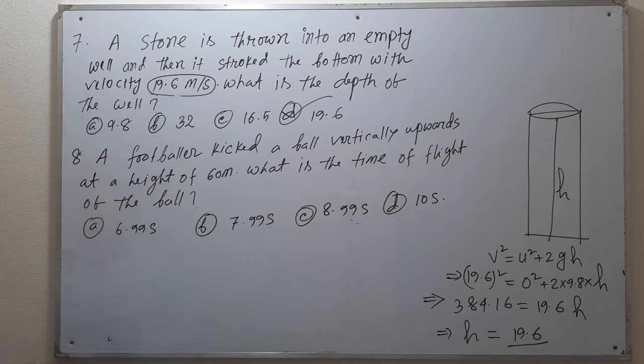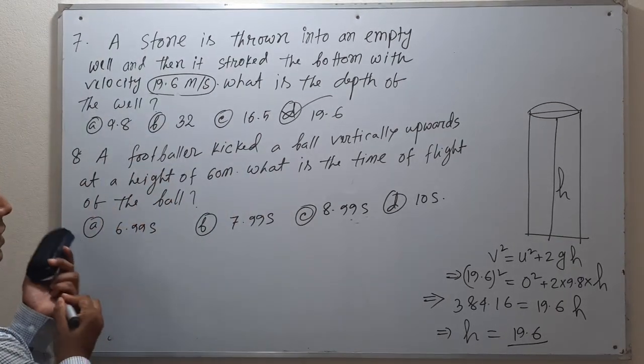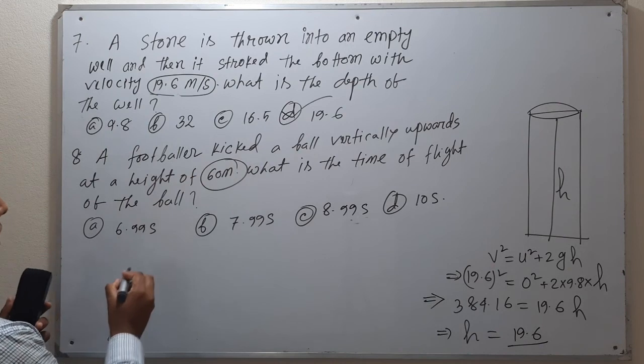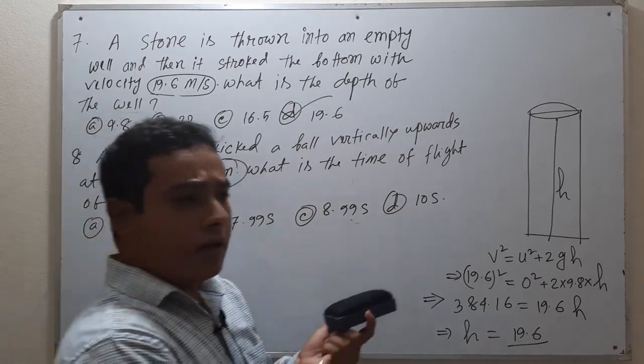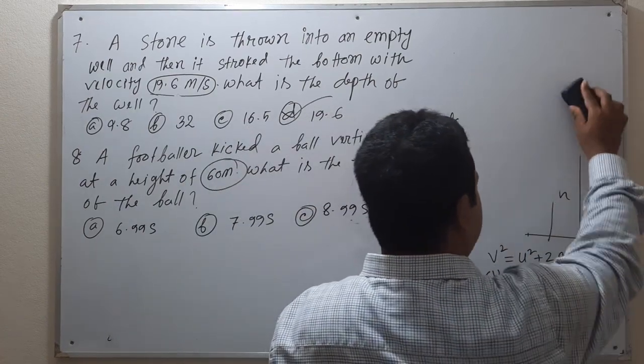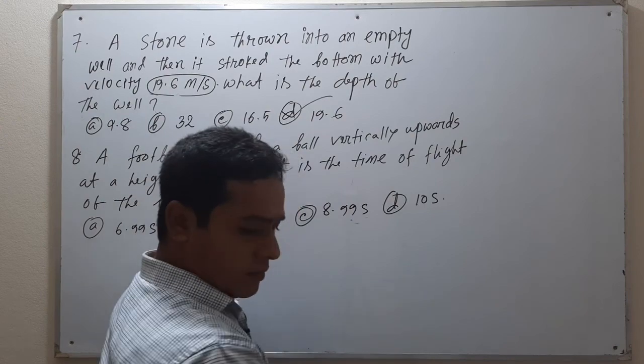Okay, now our question is 8. A footballer kicked a ball vertically upward to a height of 60 meter. What is the time of flight of the ball? That means this is the greatest height, which is 60 meter. And what is the time of flight? Okay, we need two formulas, greatest height and time of flight.